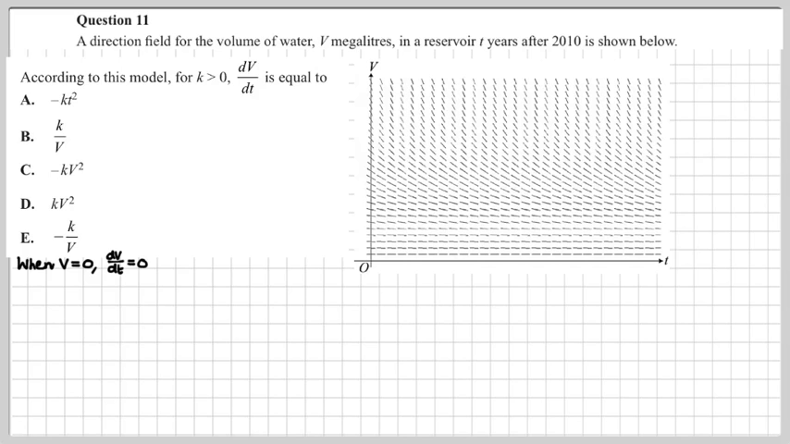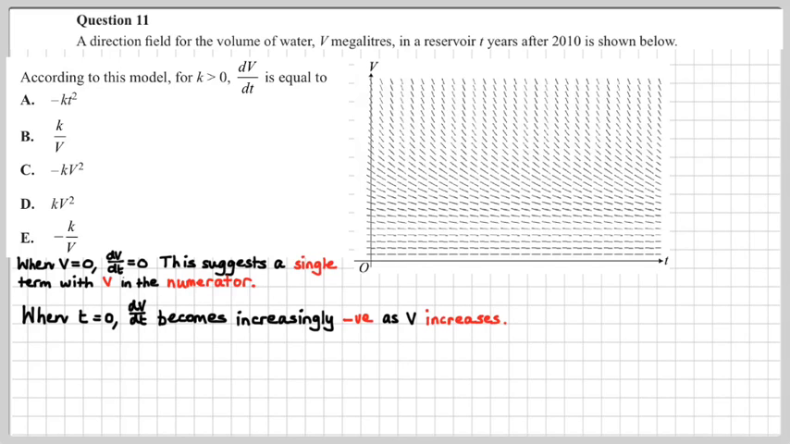Now, is that what I said? I can't remember what I said. So V is 0, dV/dt is 0. This suggests a single term with V in the numerator. Yes, it does. When T is 0, dV/dt becomes increasingly negative as V increases. Oh, yeah, that's true. Very true.